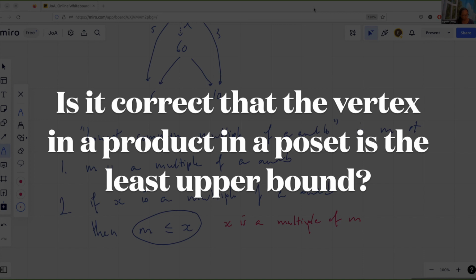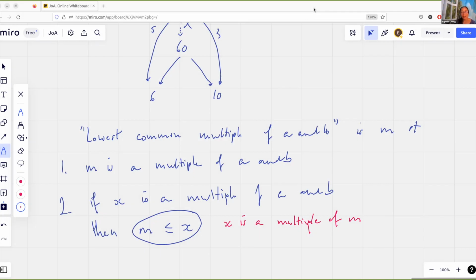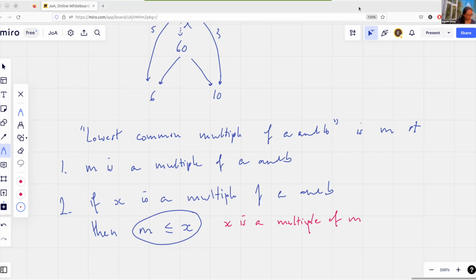The vertex of a product in a poset is the least upper bound, if it exists. Yes. So categories don't necessarily have products, and posets don't necessarily have least upper bounds.